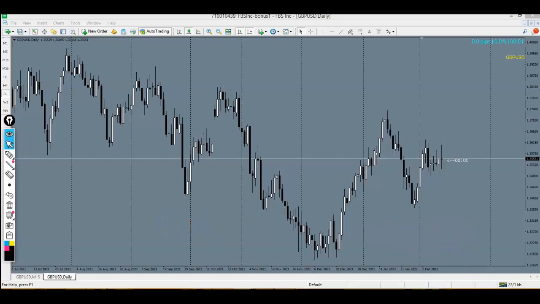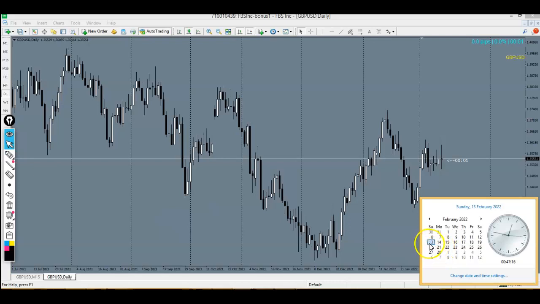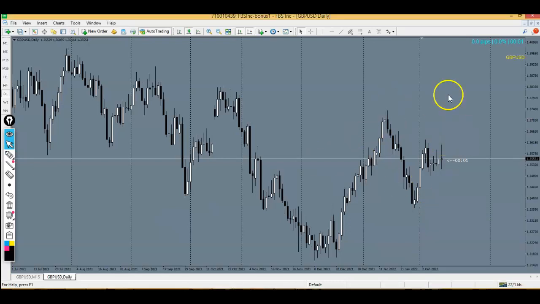So we're going to look at the possible setups for this week of 13th to 19th of February. As usual, we're trading the pound USD, and let's see what the price action is likely going to be.